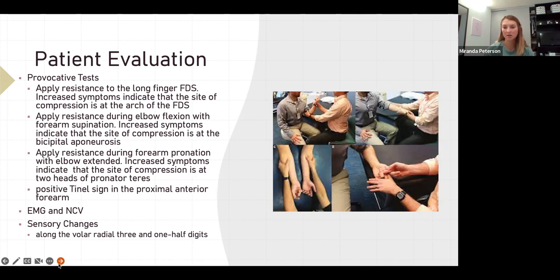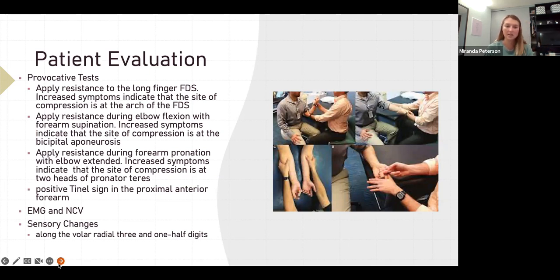The picture does show the different provocative tests and where you can place your hands to do them. Another provocative test is the Tinel's test at the proximal anterior forearm, and a positive one does show signs of pronator syndrome. But again, you don't want to do it at the carpal tunnel, because if there's a positive one there, it indicates carpal tunnel syndrome, not pronator syndrome.